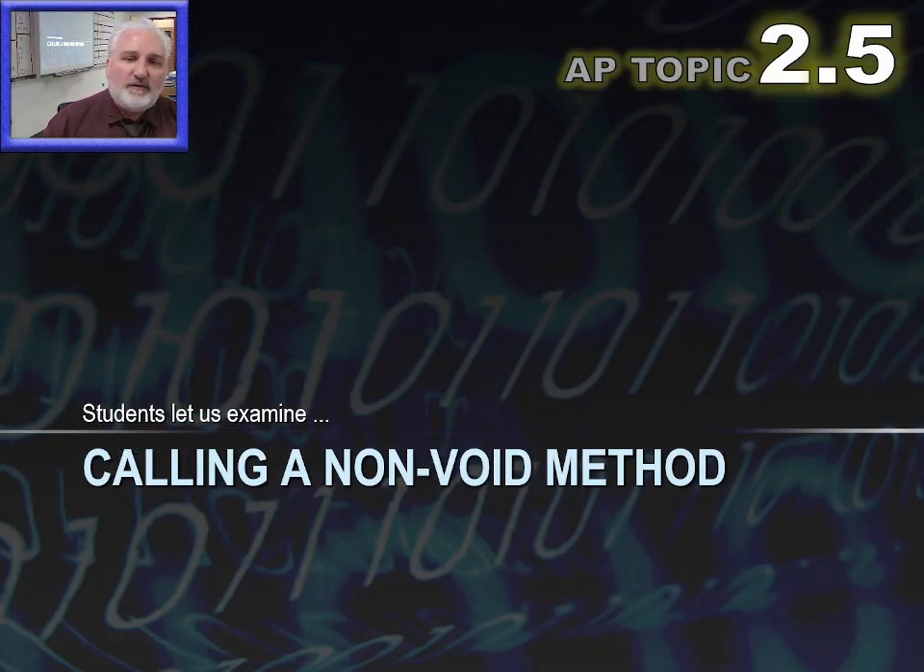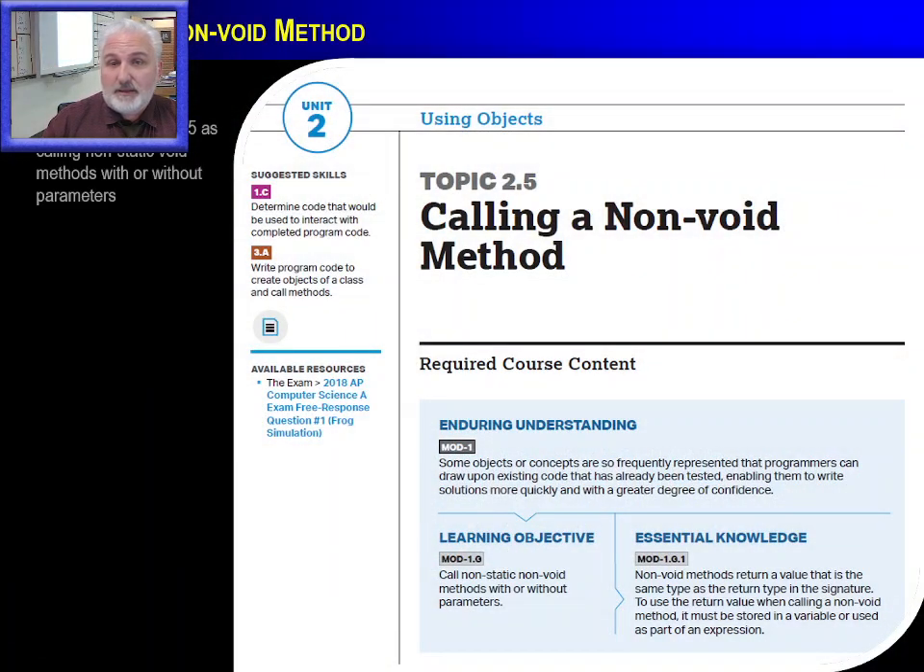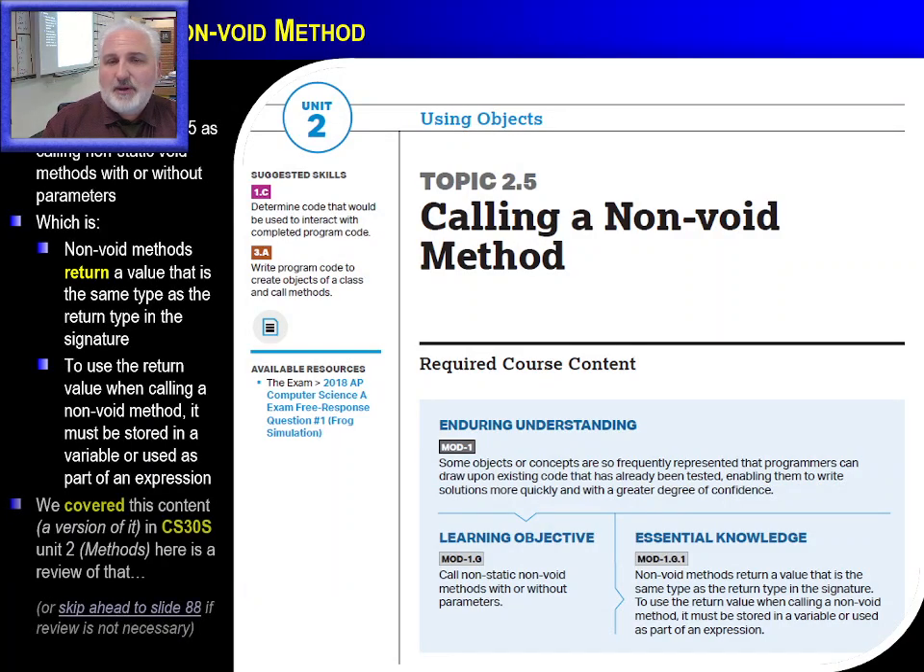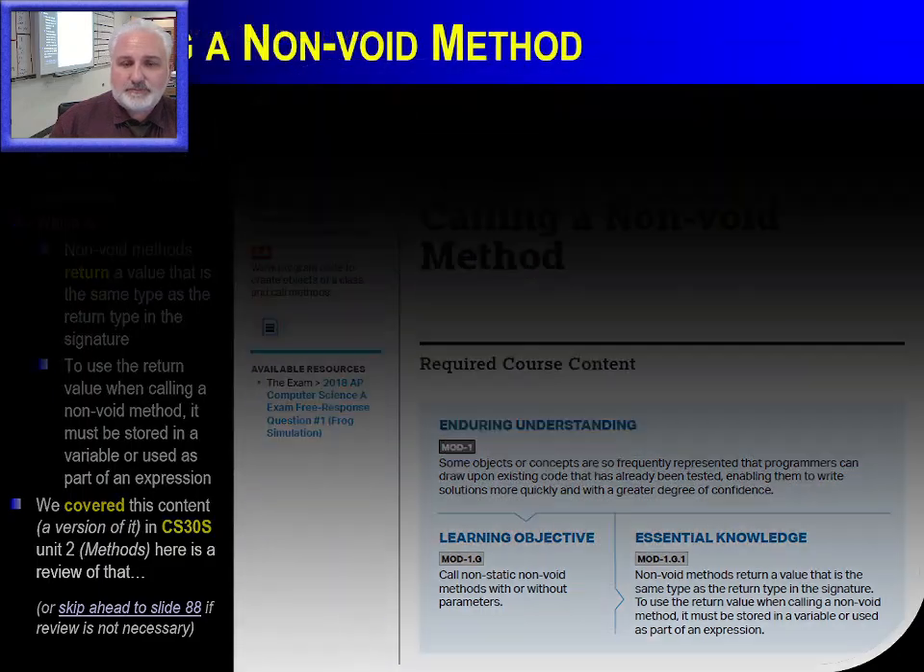Let's move on to 2.5, calling a non-void method. This is defined in the AP curriculum as non-void methods return a value, the same type as the return type defined in the method signature line. To use the return value when calling a non-void method, it should be stored in a variable or used as part of an expression. Because the method is returning something, you want to do something with the value it's returning, like store it in a variable or make it part of a larger expression.